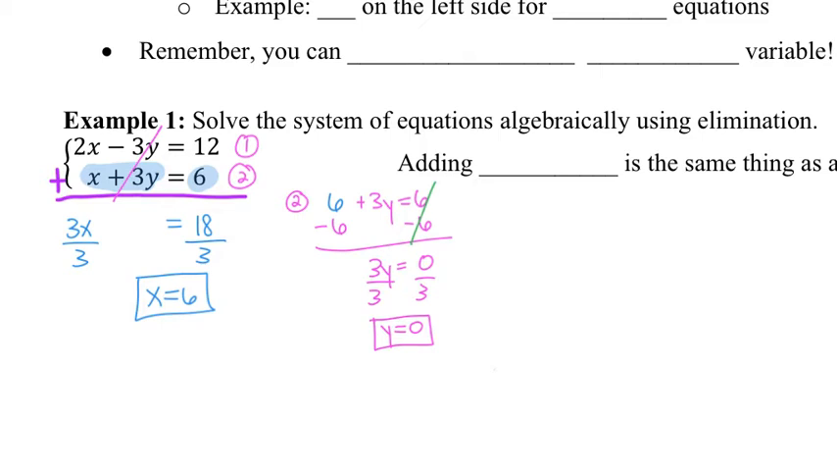So now we have to check. So we're going to check it in which equation? We used equation number 2 to solve for the second variable. So we're going to use equation number 1 to check. So we're going to say check, and we have to use equation number 1.